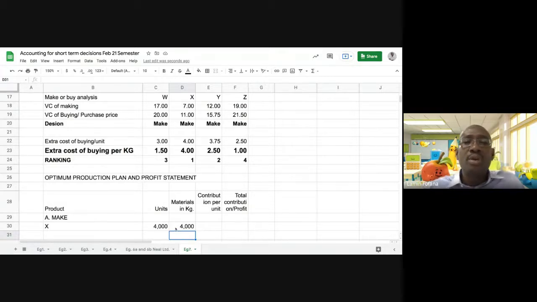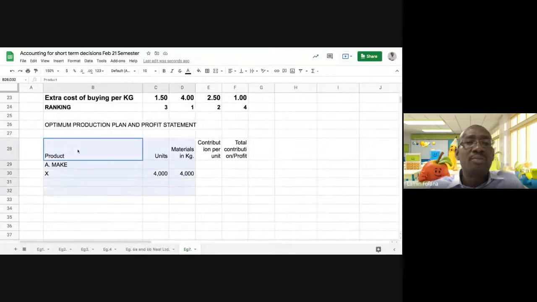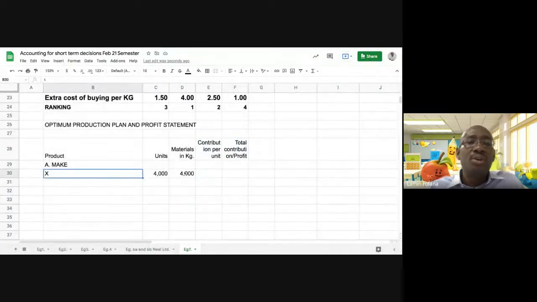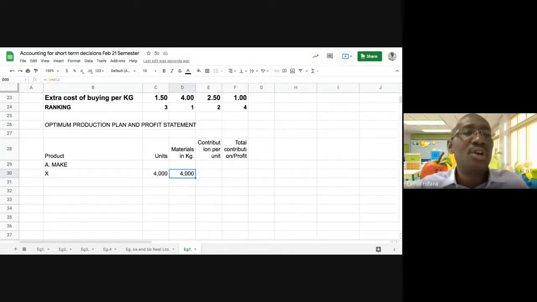Okay, so we're going to start our optimal production plan, which is all this column. And then we end up with our profitability. Okay, so now we've used up 4,000 kilos from our 11,000 kilos. How many kilos are remaining?